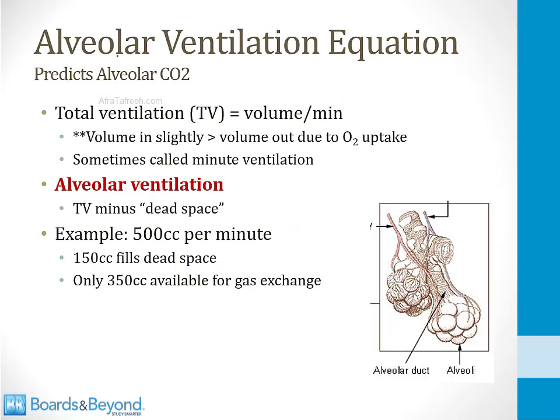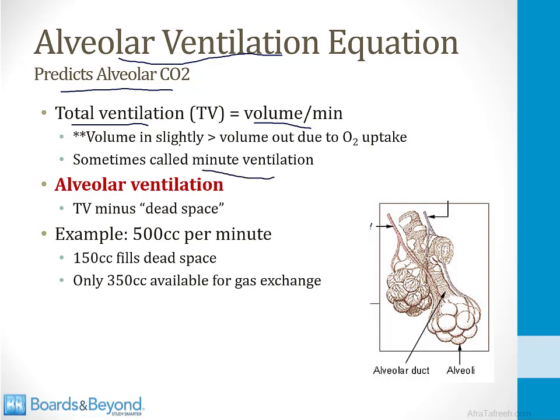Now we're going to move on from dead space and talk about the alveolar ventilation equation. This is one of the classic equations of pulmonary physiology. It's used to predict the alveolar carbon dioxide level. So to understand this equation, we first have to understand total ventilation. Total ventilation to the lungs is a volume per minute of air that moves in and out of the lungs. It's sometimes also called minute ventilation.